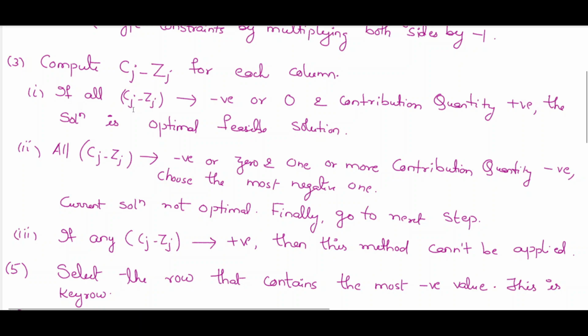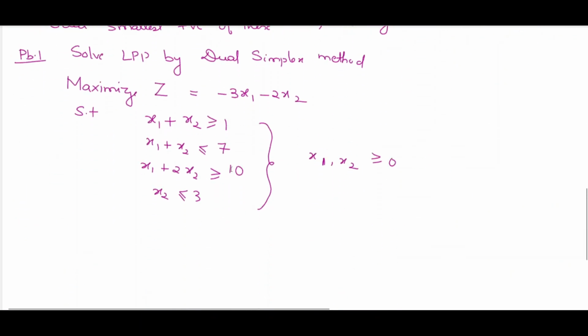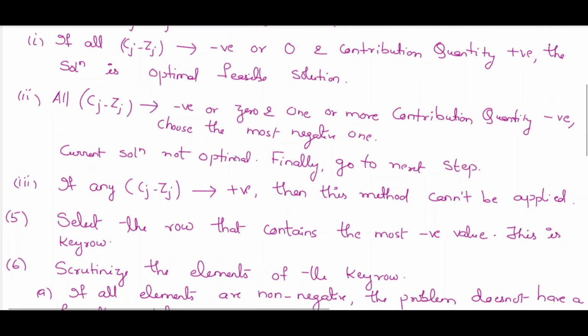And if you see that all Cj minus Zj are negative or zero, and the contribution quantity is positive, then that is your optimal feasible solution. What usually happens in your maximization problem as well as minimization problem is that your contribution quantities, these, are all positive.